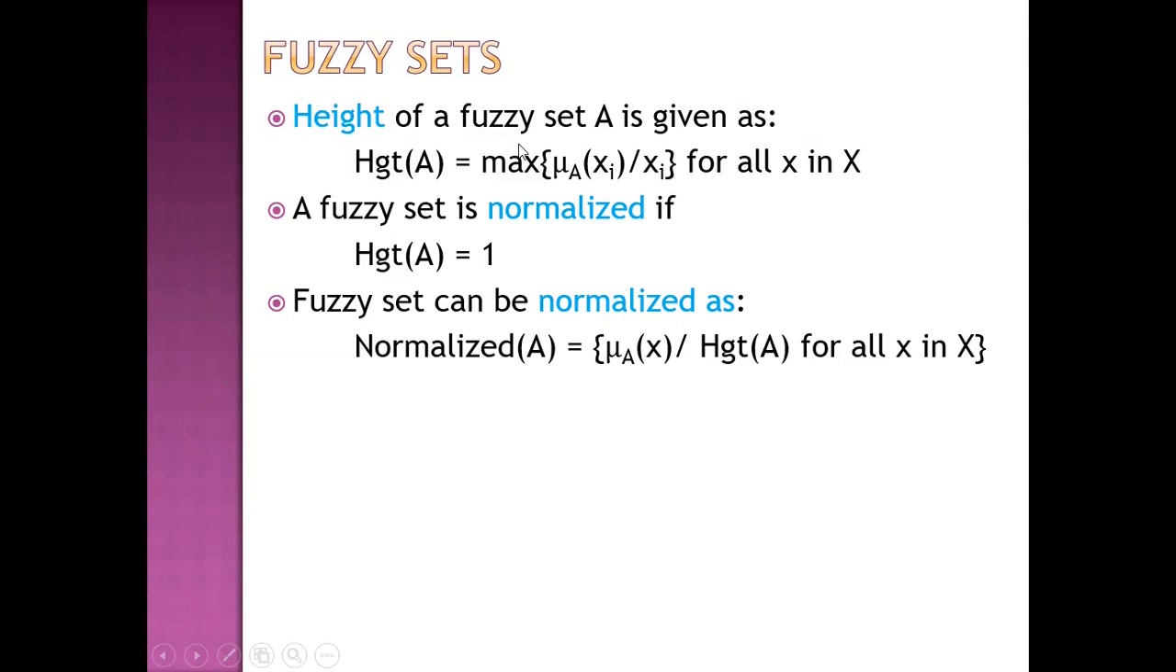Height of a fuzzy set A is given as the maximum of the membership functions for all x in X. A fuzzy set is normalized if its height is 1, and a fuzzy set can be normalized by dividing the membership function by the height of the fuzzy set.